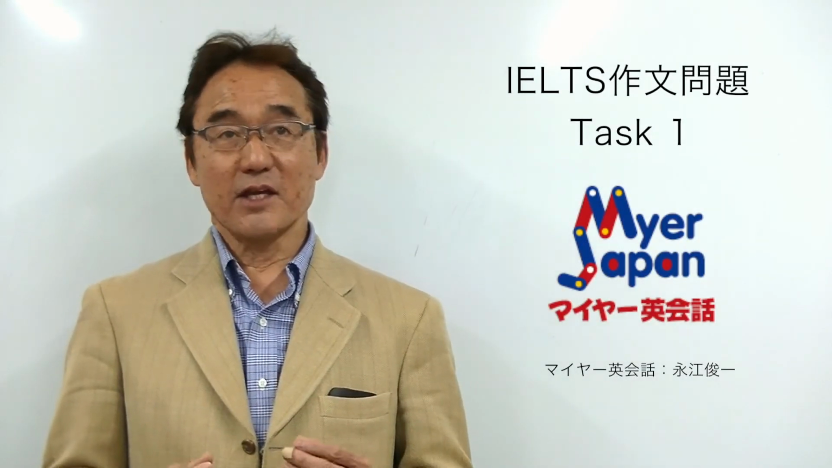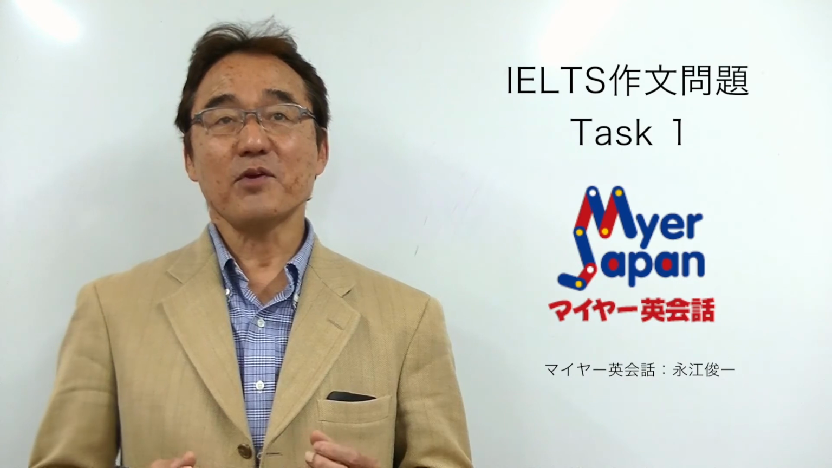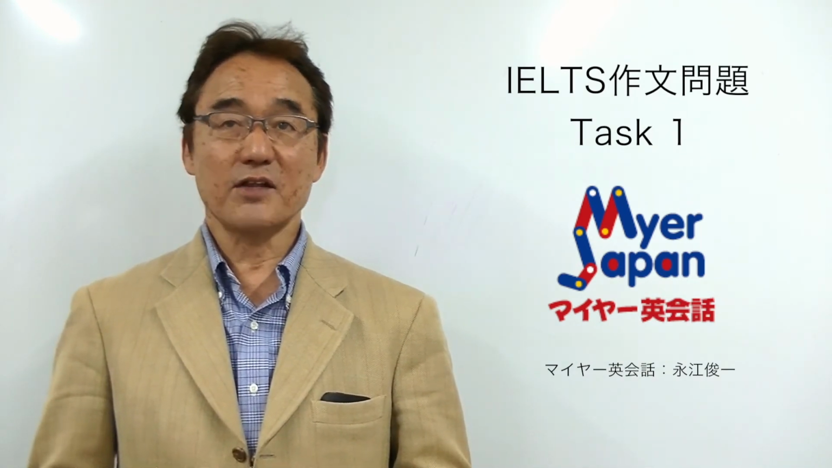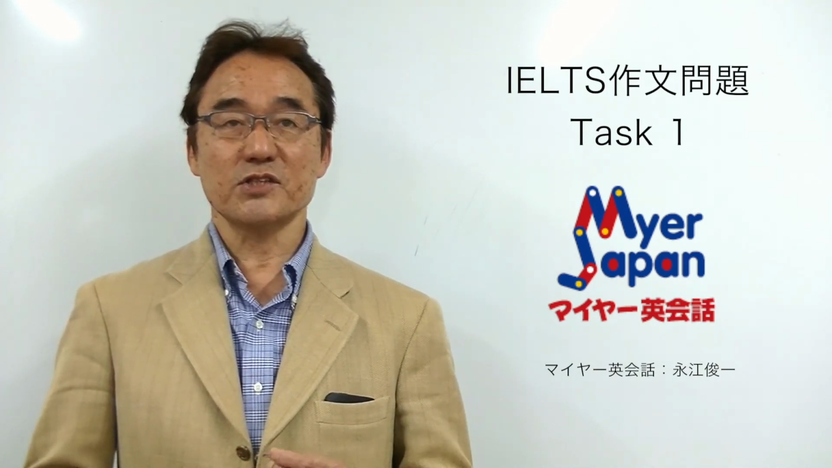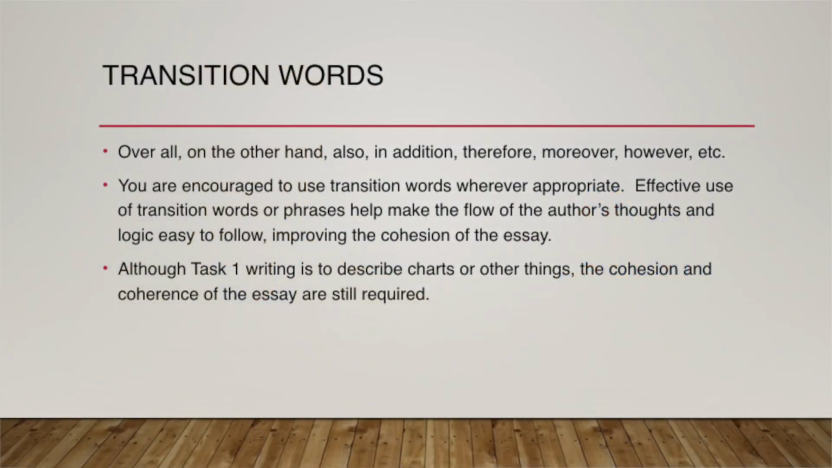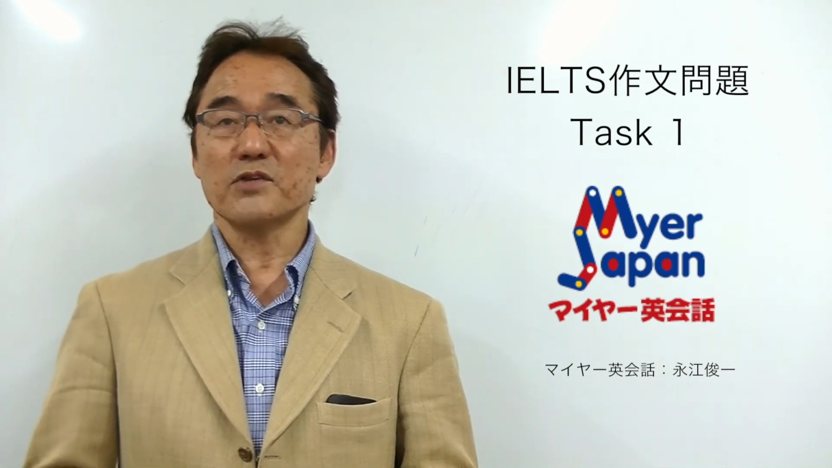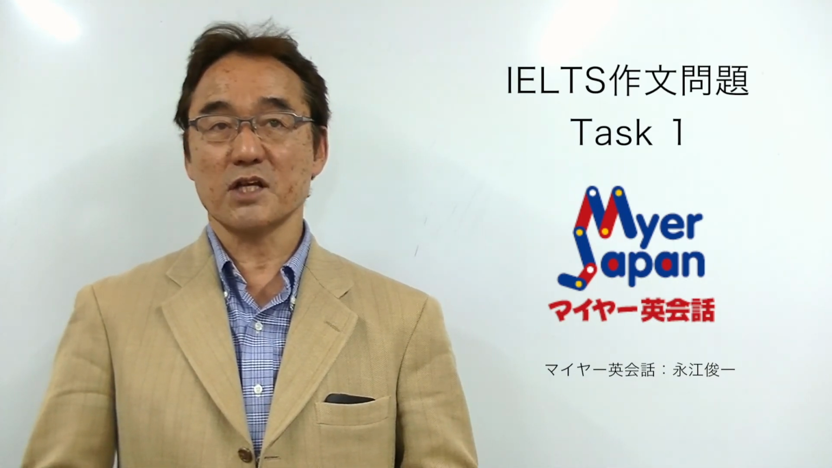Transition words. In the sample essay, the overview paragraph contains the transition words overall and additionally, and the phrase on the other hand is used in the Body 2 paragraph. These words or phrases make it easy for readers to follow the logic and are called transition words or discourse markers. Effective use of transition words enhances the coherence and cohesion of the essay, so it is strongly recommended that you use them. Transition words are not the only way to improve your essay's cohesion.